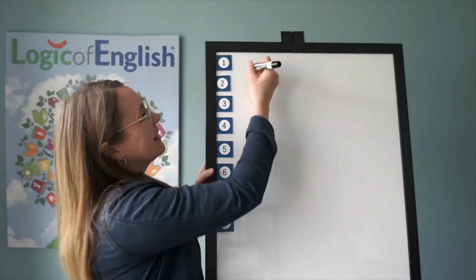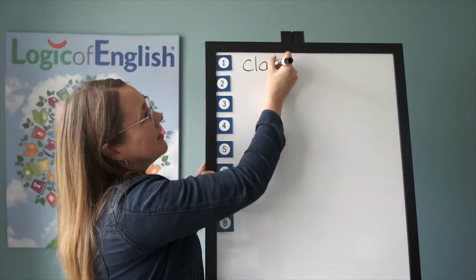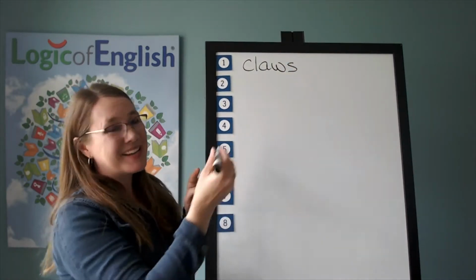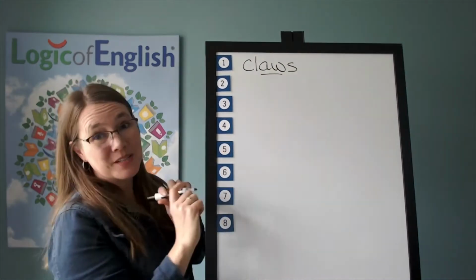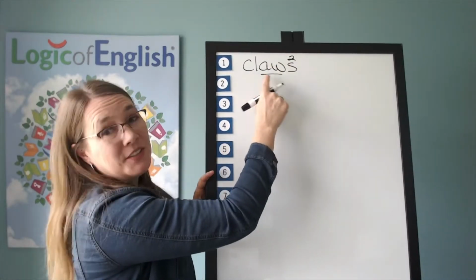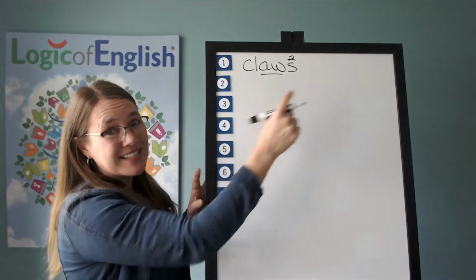And help me to write it. K, L, ah, Z. Good. And how will we mark it? We'll underline the ah. And what sound does Z do here? The second sound. Let's read it. K, L, ah, Z. Claws.